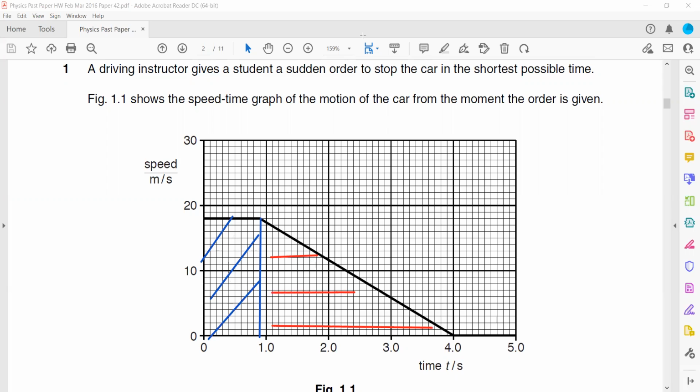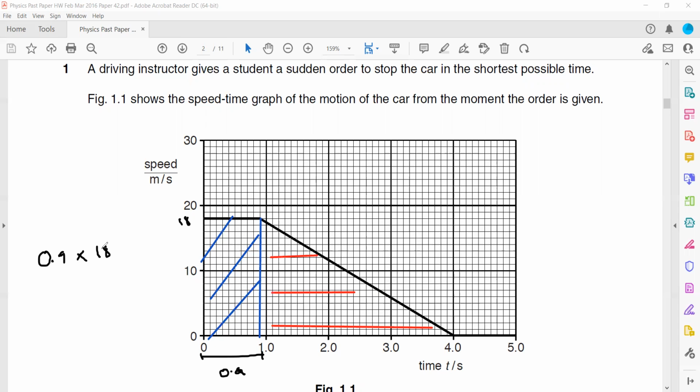So we have to find the area of the rectangle. How to find the area of the rectangle? It is length times height. The length of the rectangle starts from 0 till 0.9, so this is 0.9 and the height is 18. So this will be 0.9 times 18.